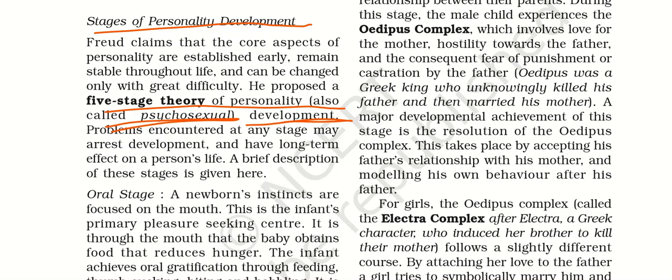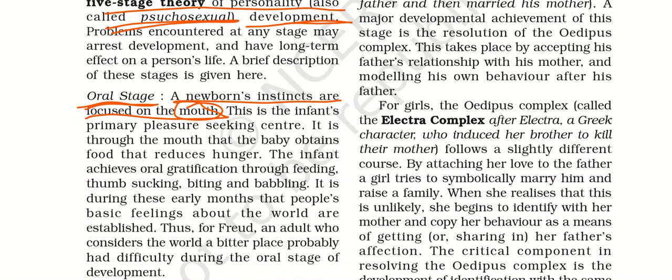So the first stage was the oral stage, in which a newborn's instincts are focused on the mouth. The infant's primary pleasure-seeking instinct was the mouth. It is through the mouth that the baby obtains food and reduces hunger. The infant achieves oral gratification through feeding, thumb sucking, biting, and babbling. It is during the early months that people's basic feelings about the world are established.